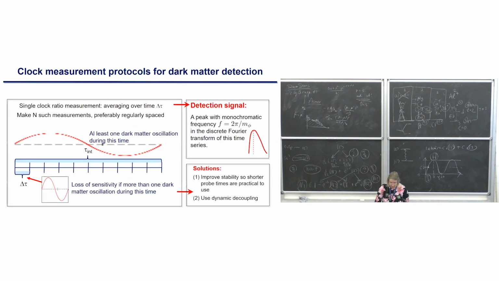Okay, so how specifically do you use clocks for dark matter searches? What is your procedure in your experiment? First, remember we are always comparing 2 clocks.